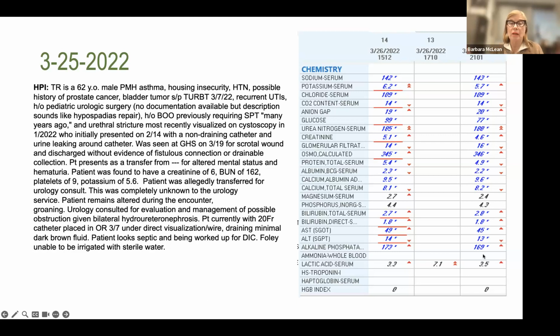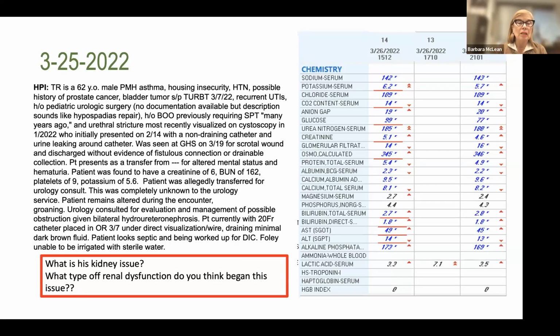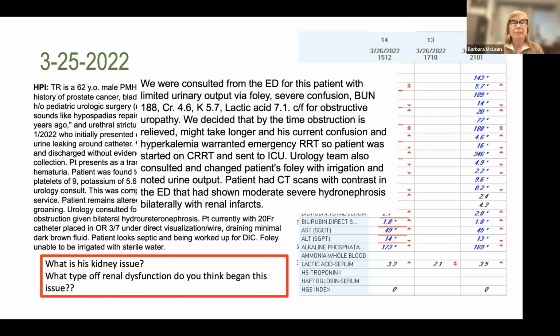He always has an elevated lactate level when we see him. So right now, what's his kidney issue and what type of renal dysfunction do you think began this issue? Well, right now, we are still thinking that the probability is that this patient has hepatorenal syndrome and that the renal dysfunction that started this all off was hypoperfusion to the kidney.